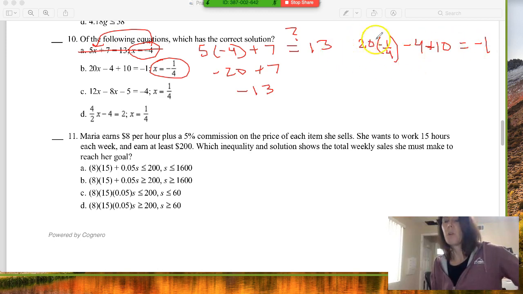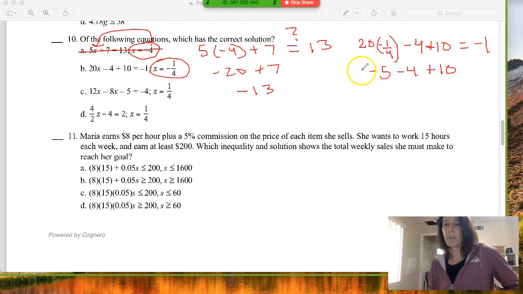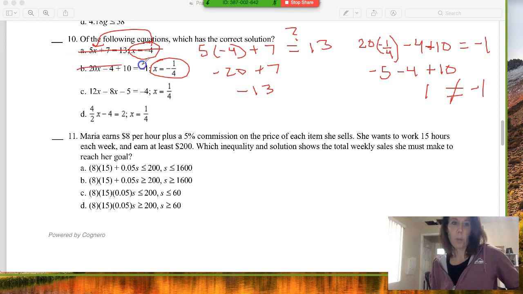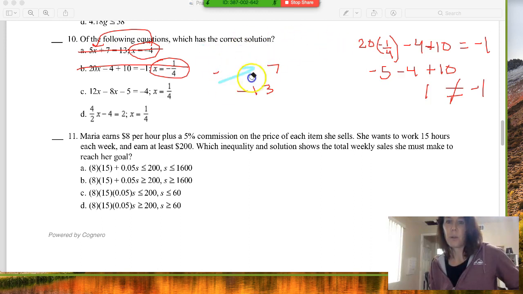Well, does it? 20 times negative 1/4, that's like dividing by 4 and then multiplying by negative 1, or dividing by negative 4. So 20 divided by 4 is 5, and then you have a negative. So negative 5 minus 4 plus 10, just do that in order from left to right. Negative 5 minus negative 4 is negative 9. Negative 9 plus 10 is positive 1. That does not equal negative 1. So that's a no.